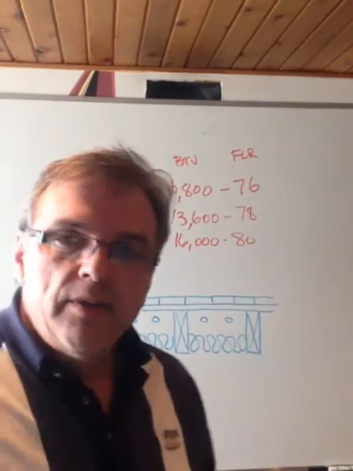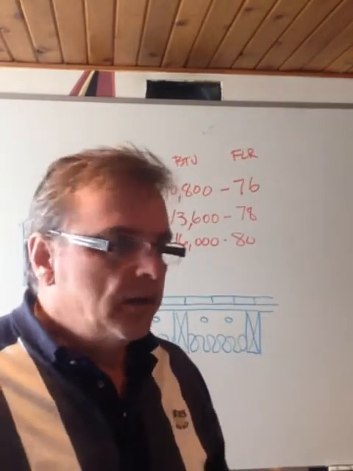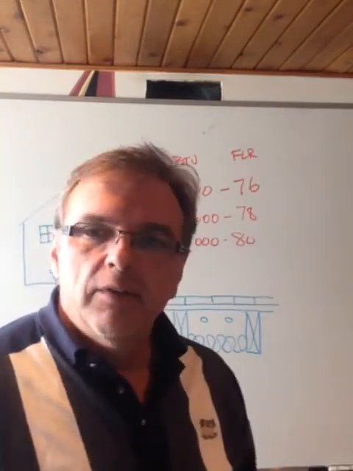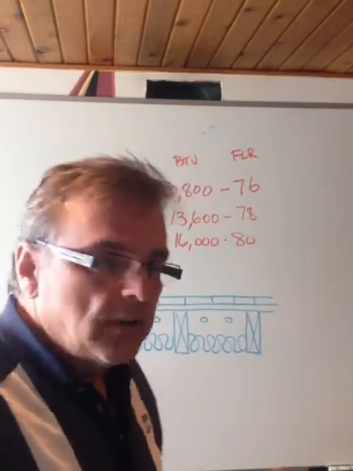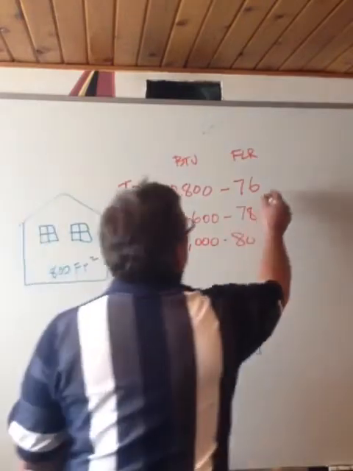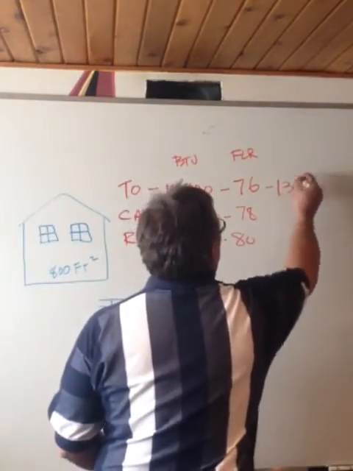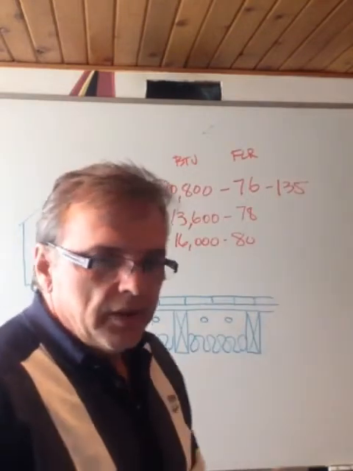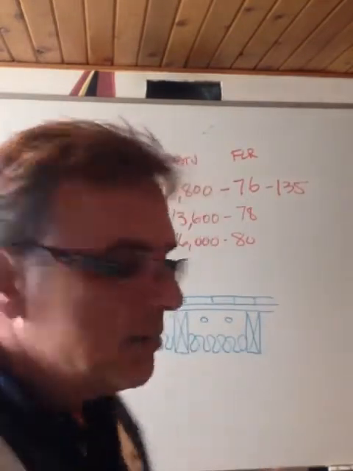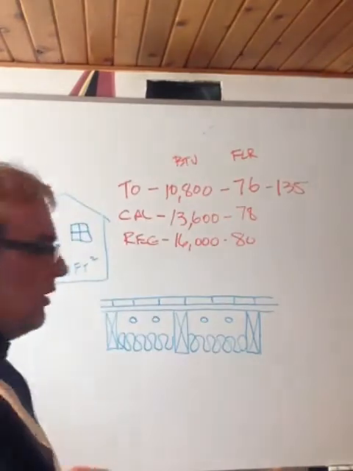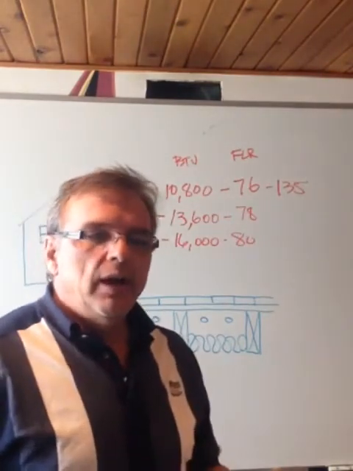So I did the math on the water temperatures. I'm not going to show you how to do the math, it's just a given. But in Toronto I found out that the water in the floor had to be 135 degrees Fahrenheit to get that surface temperature of 76. Now that is quite a high number.